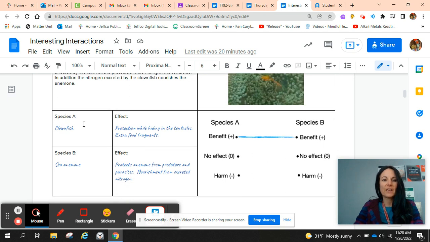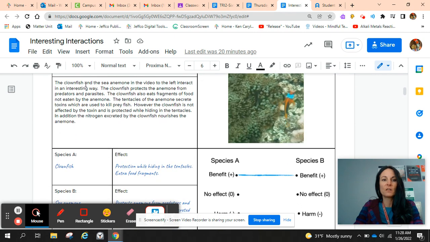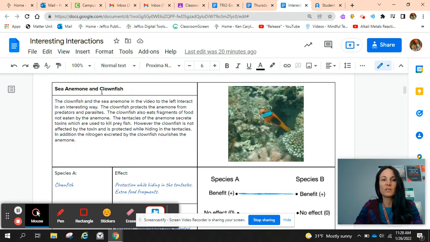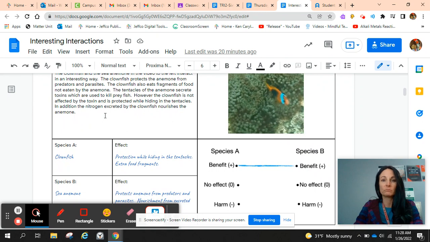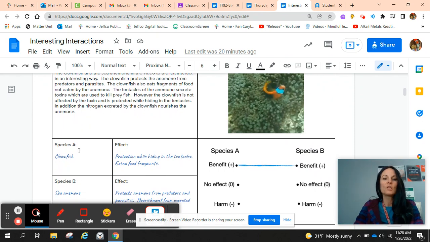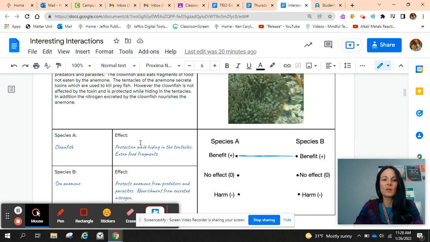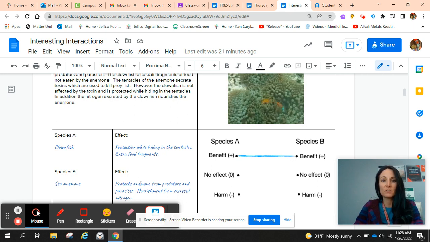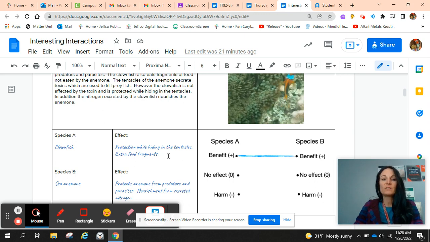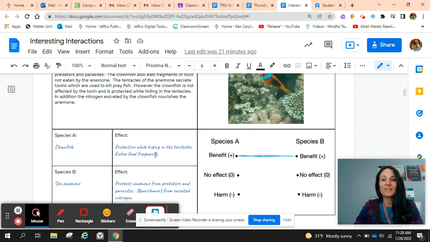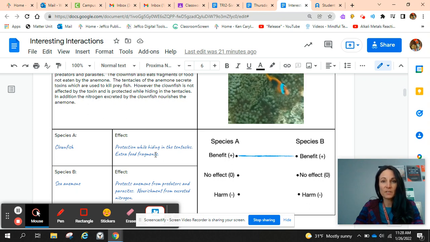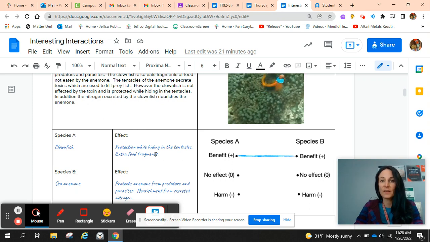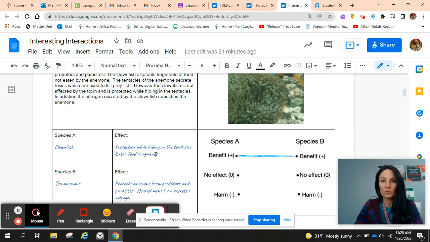So species A and species B. Here, all you have to do is list the two different species that are in the title and in the text that they are talking about. Okay, pretty easy. So what you have to do in the effect boxes right here is the same thing you practiced on assignment for independent practice. You have to say what they are needing, getting, or if they are benefited, if they are hurt, if they are not affected. So remember, our 3 types of symbiosis.